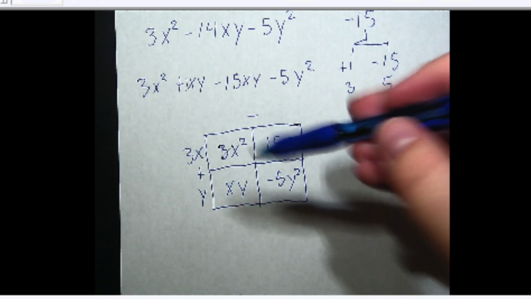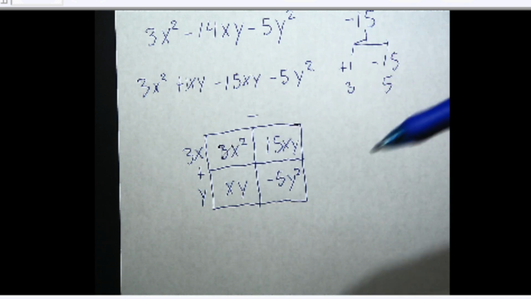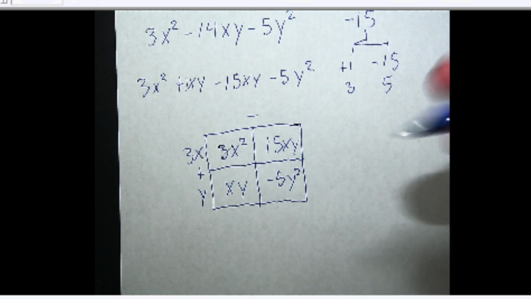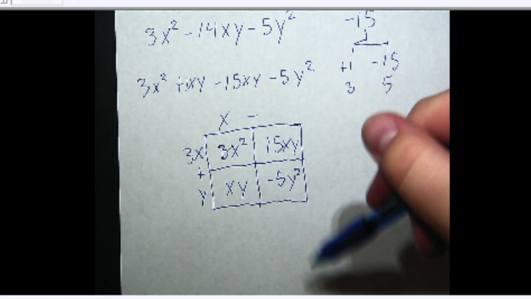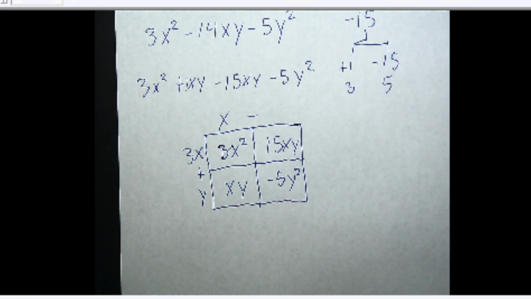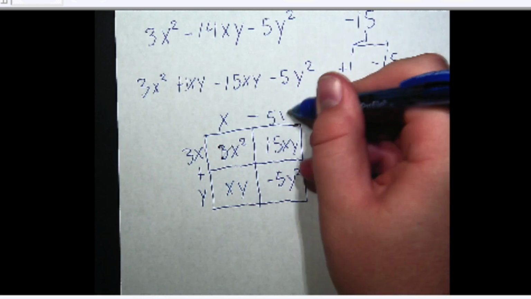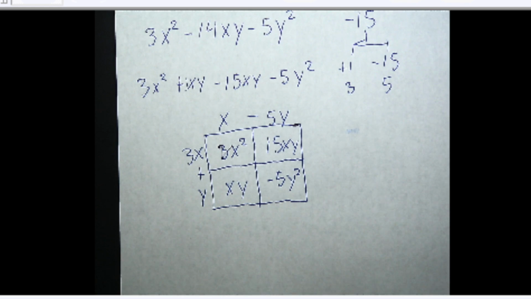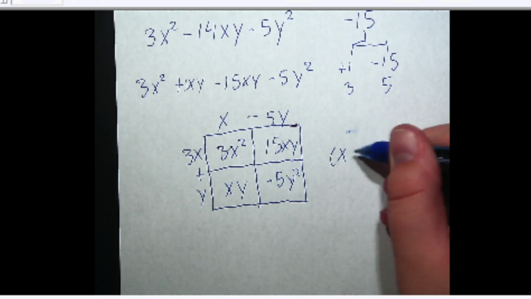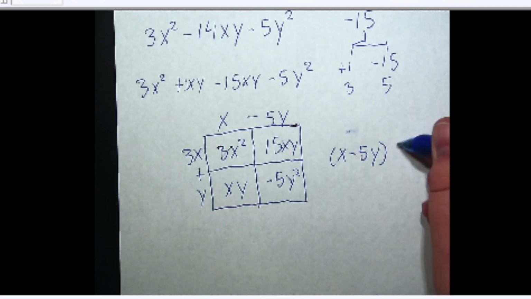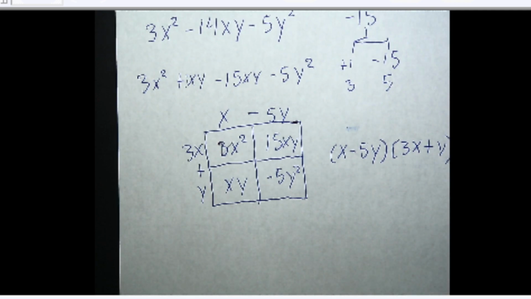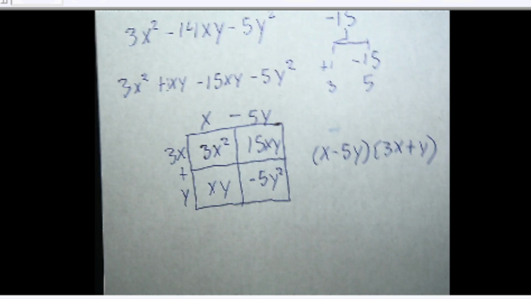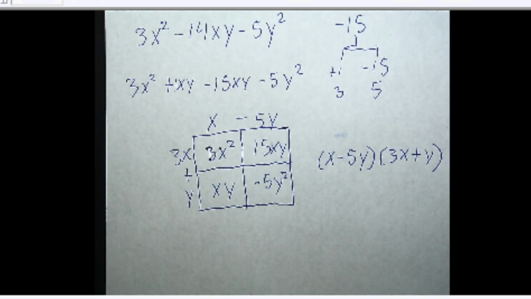Okay. So how about this column here? Yeah, just x. And what about this column here? 5y. Good. There's our factors. x minus 5y times 3x plus y. Perfect.